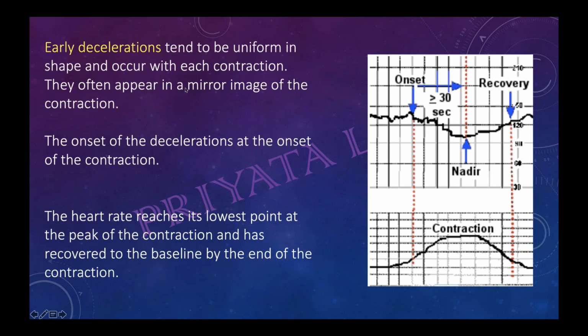Usually early decelerations appear as a mirror image of a contraction. If you see here, it usually starts with the contraction. So here the deceleration is starting. It starts with the contraction, and its dip and the uterine contraction height will correspond with each other. And when the contraction goes off, this will also go off. So this appears completely the same, and these are called a mirror image of the contraction.